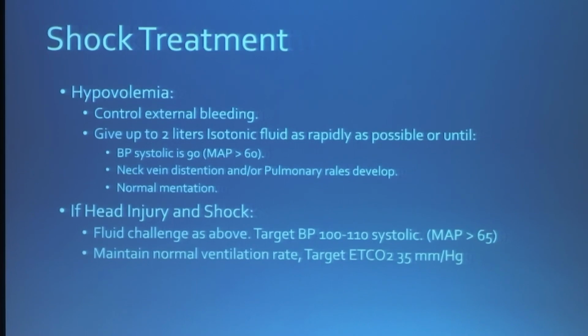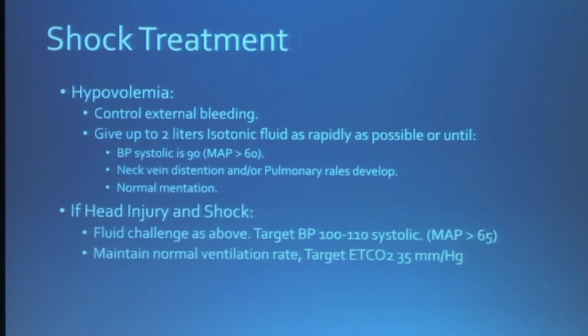Unless it's head injury and shock, then your blood pressure target is about 100 to 110 systolic, or a MAP of greater than 65. Also, remember, in head injury and shock, you try to keep your EtCO2 at about 35.